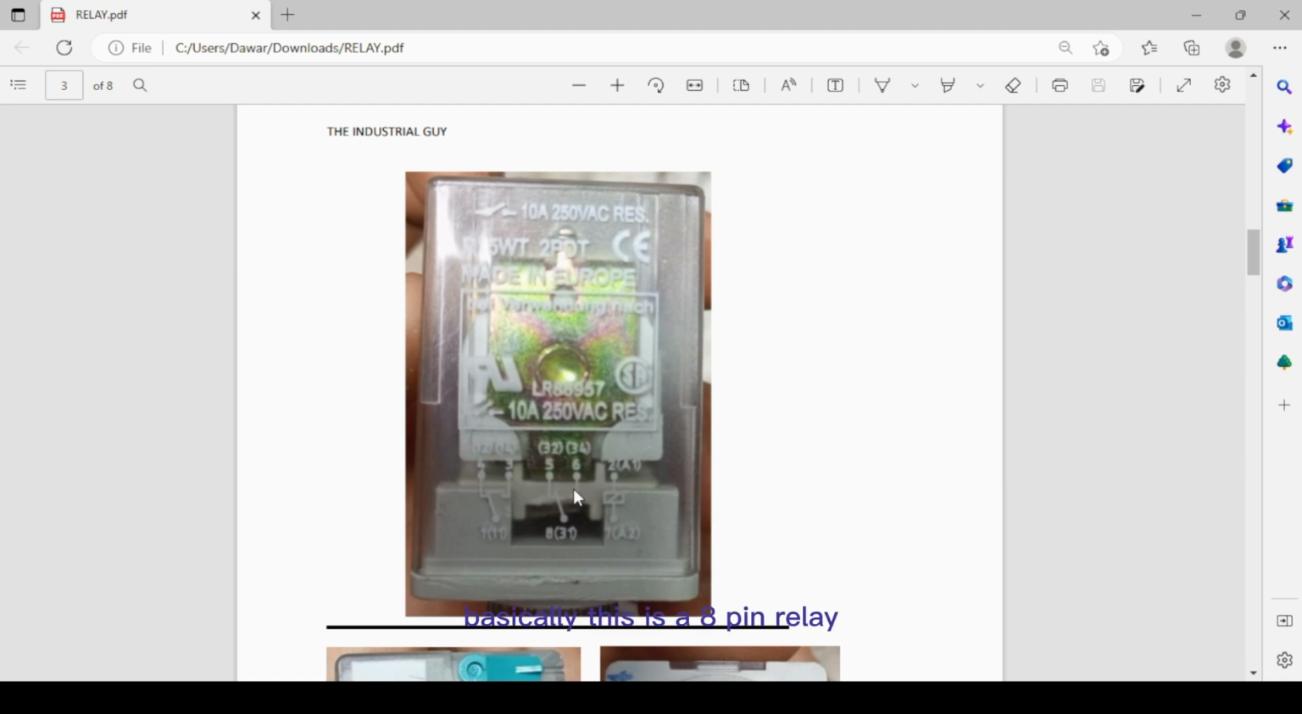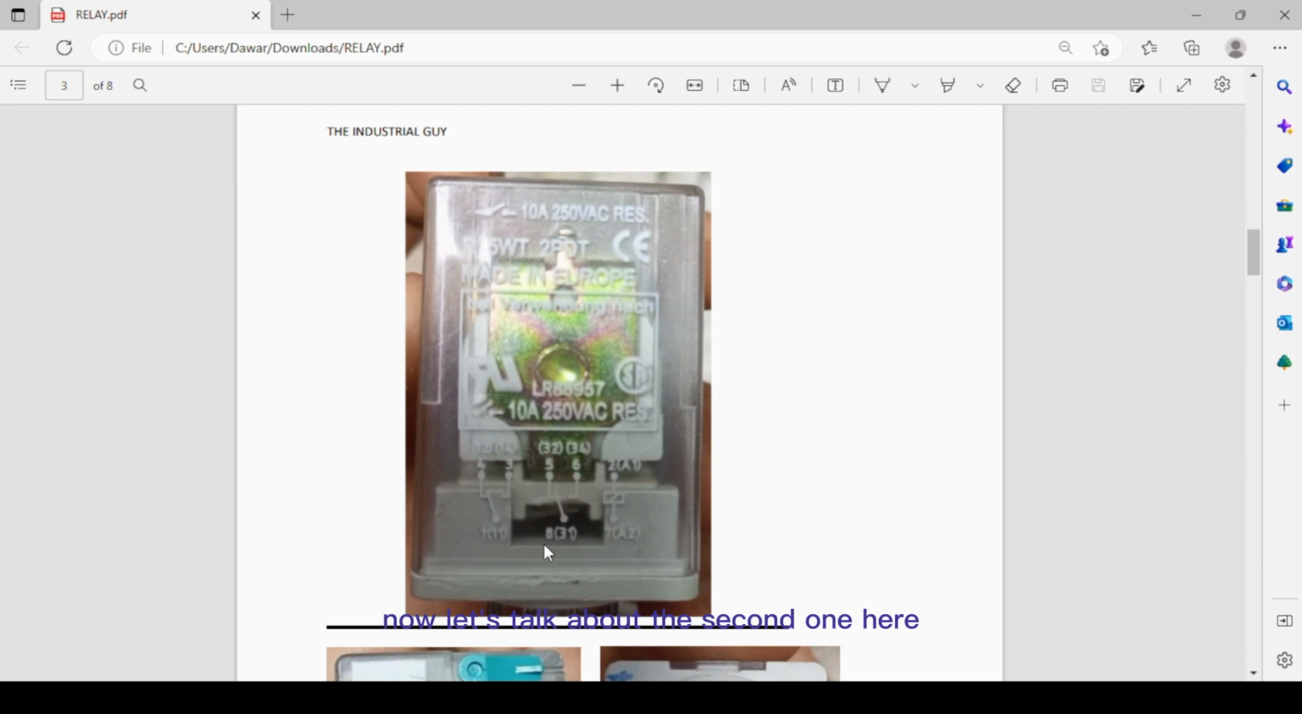Basically this is an 8-pin relay. You can see, basically we have two sets. These are auxiliary sets, number 1, number 2, and this is the coil. In one set, pin number 1 is our common point, pin number 4 is the normally close point. Pin number 3 is the normally open contact of this set.